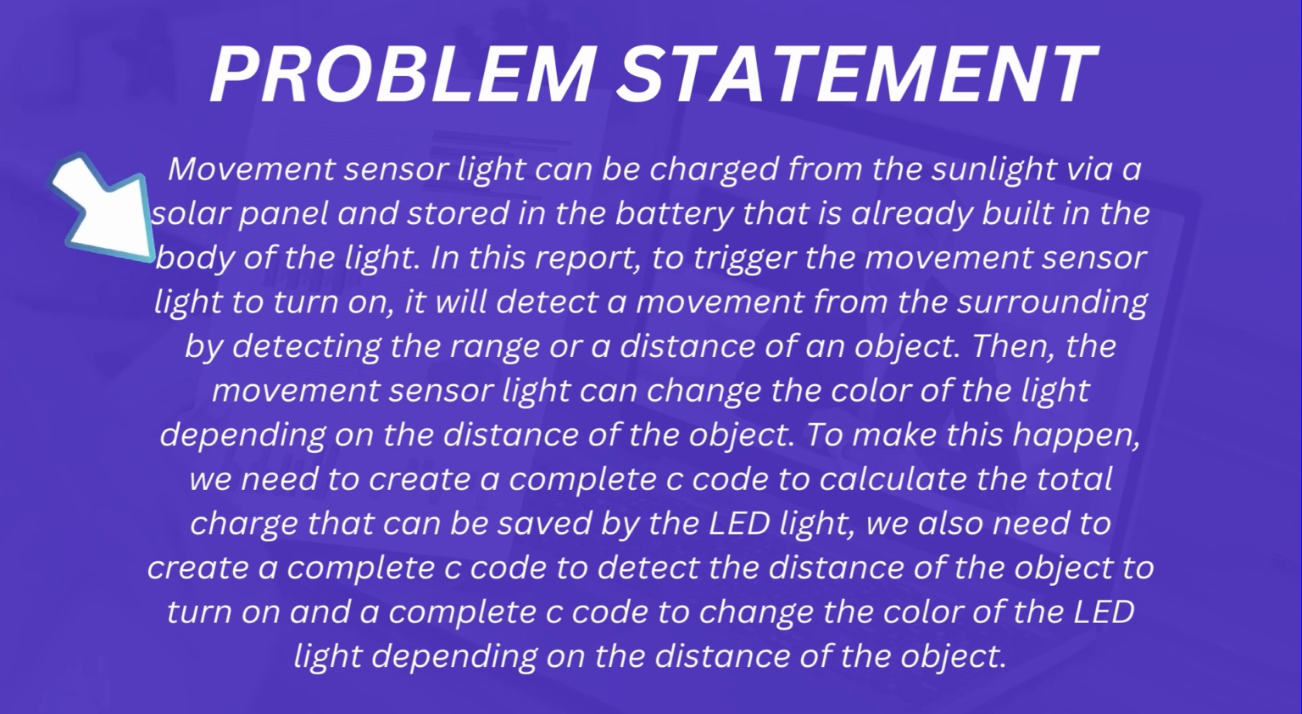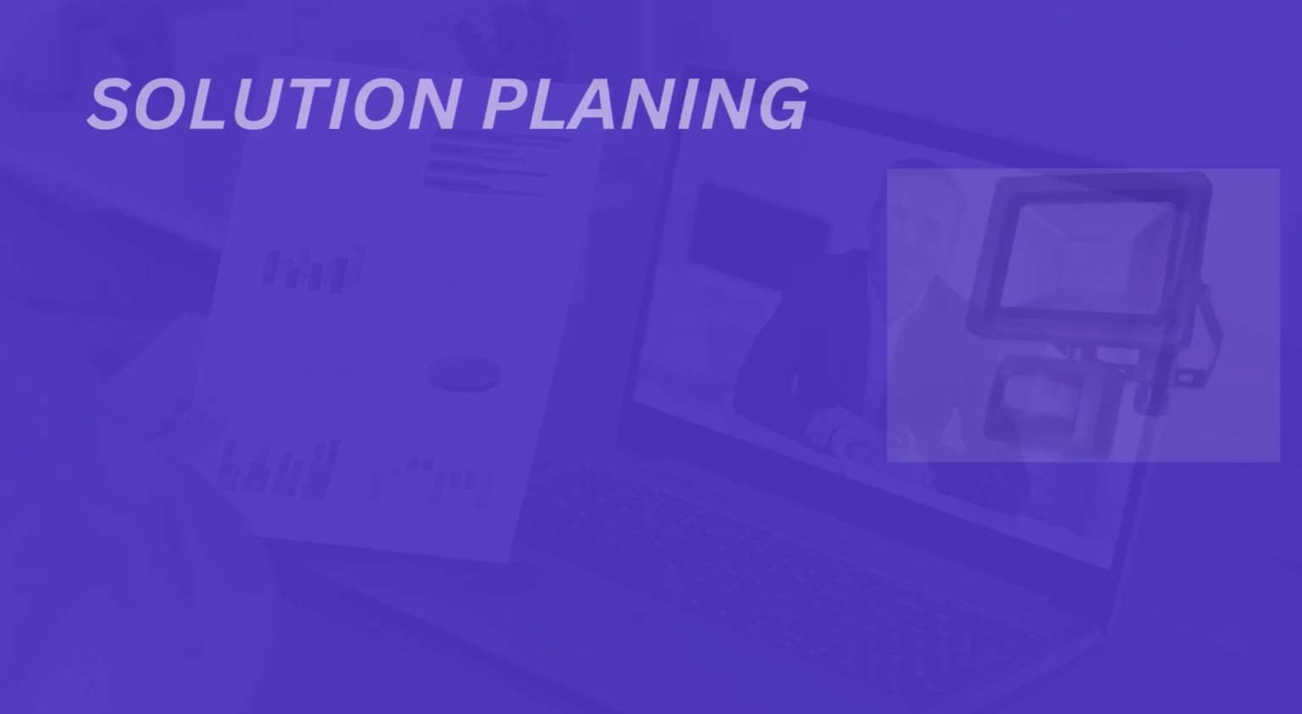To make this happen, we need to create a complete C code to calculate the total charge that can be saved by the LED light. So we need to create a complete C code to detect the distance of the object to turn on, and a complete C code to change the color of the LED light depending on the distance of the object.